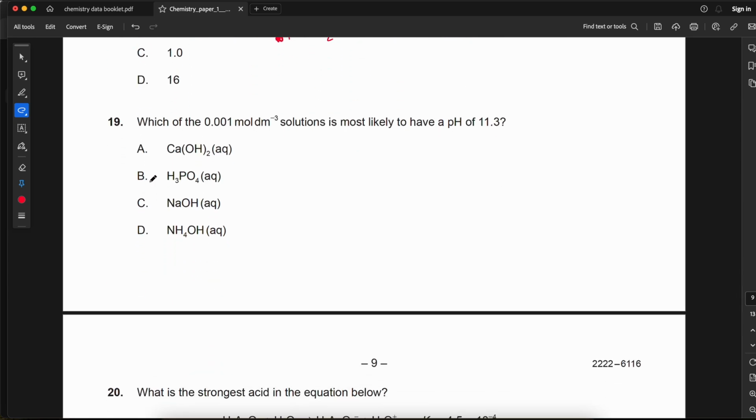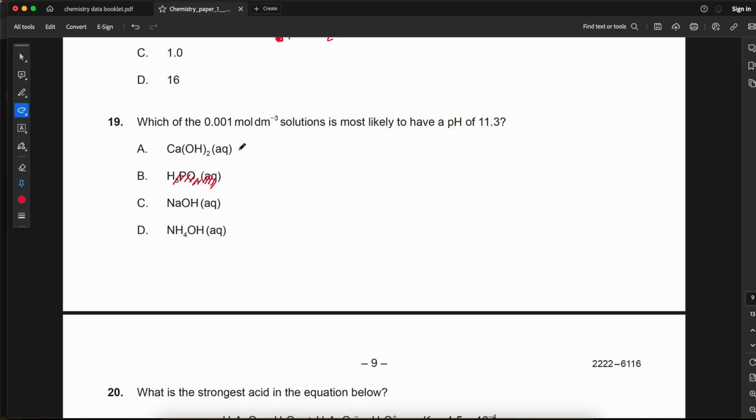Which of these 0.001 mole per decimeter cube solutions is most likely to have a pH of 11.3? Okay, we have this, and this is not going to be the answer because it's a weak acid, so the pH will be closer to 7, so it's not 11.3.